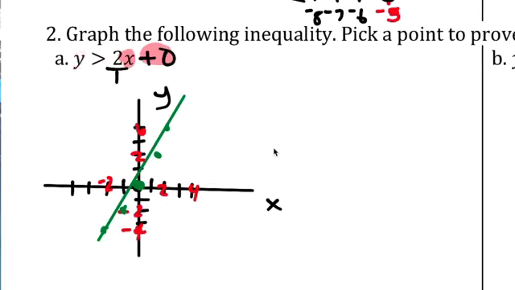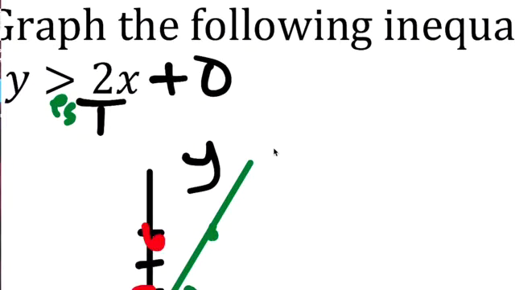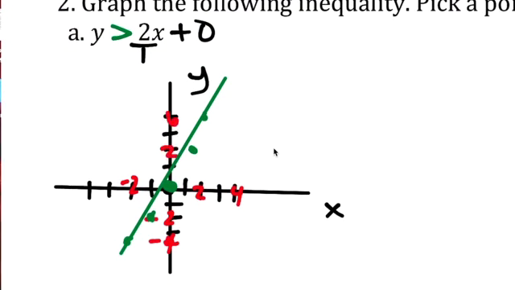Okay, now this is very important. This inequality is greater than, right? This doesn't spell less, so it's greater than. Because there's no equal sign, this line cannot be a solid line. It needs to be broken. A dash like that.